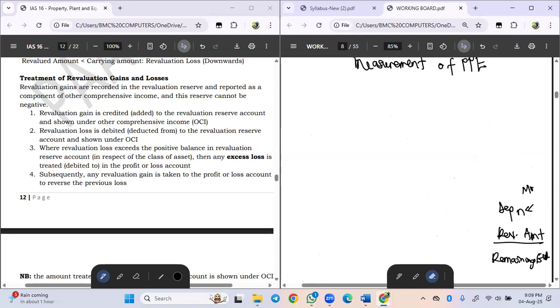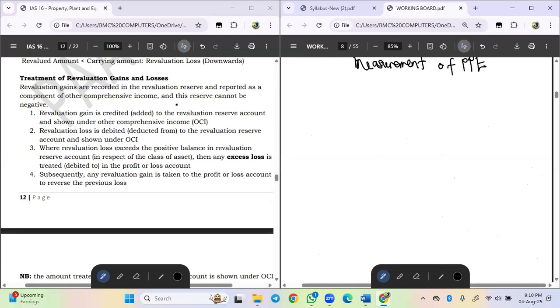Okay. And we are saying that revaluation reserves that we send to the statement of financial position as other component of equity or as part of equity component, that reserves can never be zero or it can never be negative. It can never be negative. I will explain that. So revaluation gain is credited or added to the revaluation reserves and shown under what? OCI. So if you make gain, you credit it to what? Revaluation reserve account, because revaluation reserves is an equity component, and we know equity are having what? Credit balance.